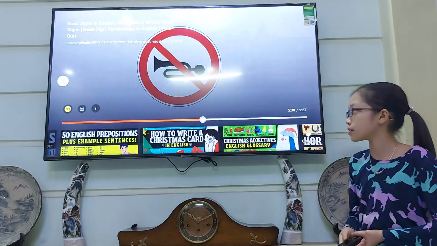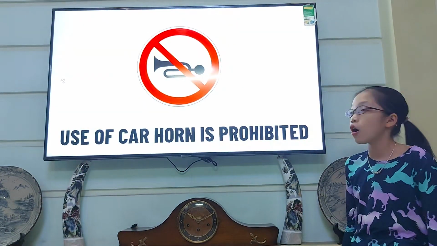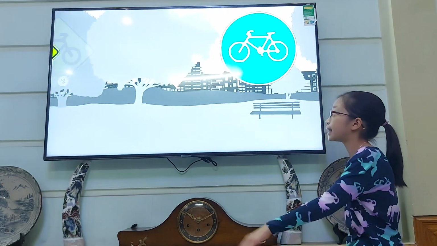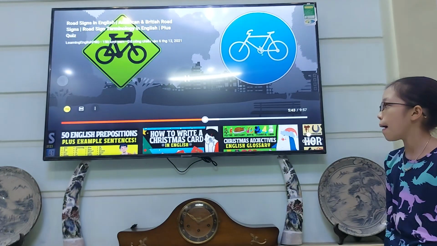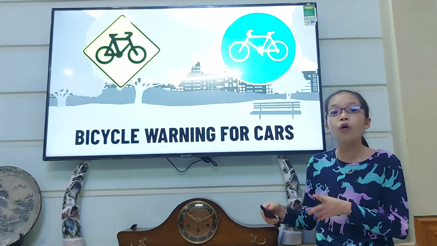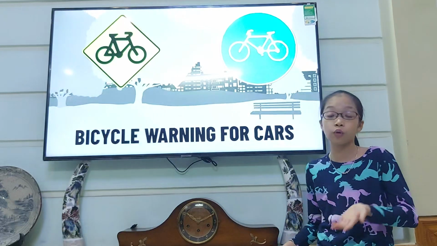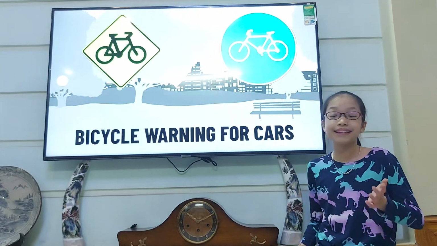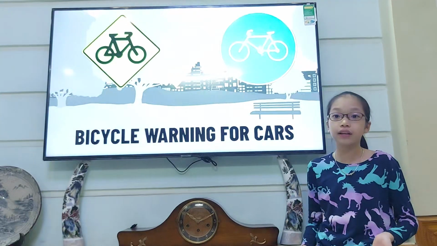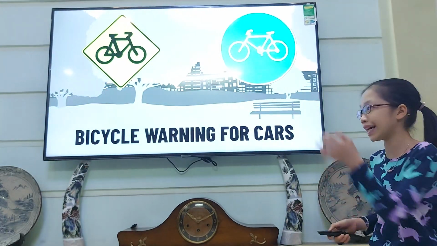Yes, it is prohibited. And next, what do you think our next road sign is? Oh, it is bicycle warning for cars. That means in this lane, you can only ride bicycle. No cars in here. If you ride cars, then of course, you'll break the traffic law. So you can only ride bicycle in this lane.